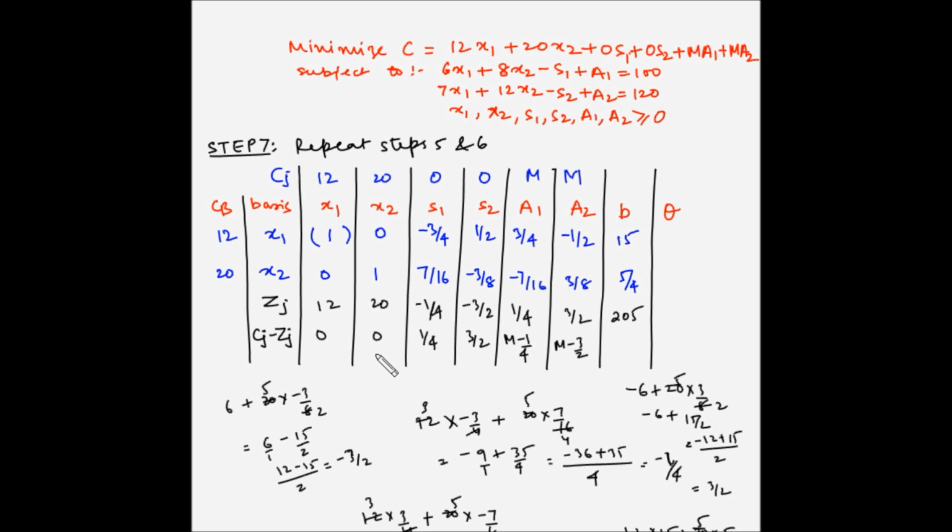So that means this solution is the optimal solution because there is no negative number in the Cj minus Zj row. So now our solution becomes x1 is 15, x2 is 5 by 4, and the value of C is 205.